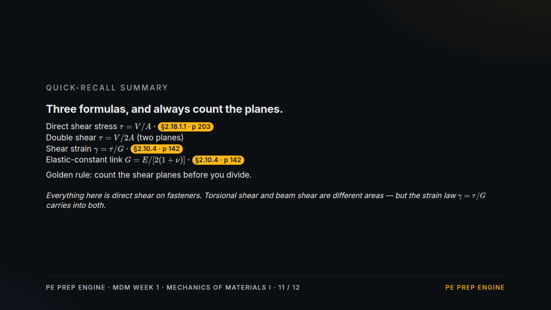Quick recall. Direct shear stress is force over the resisting area. Double shear splits it over 2 planes, so half. Shear strain is stress over the shear modulus, and that modulus links to Young's modulus through G equals E over 2 times 1 plus nu. The golden rule: count the shear planes before you divide. Get those, and the fastener problems are quick points.